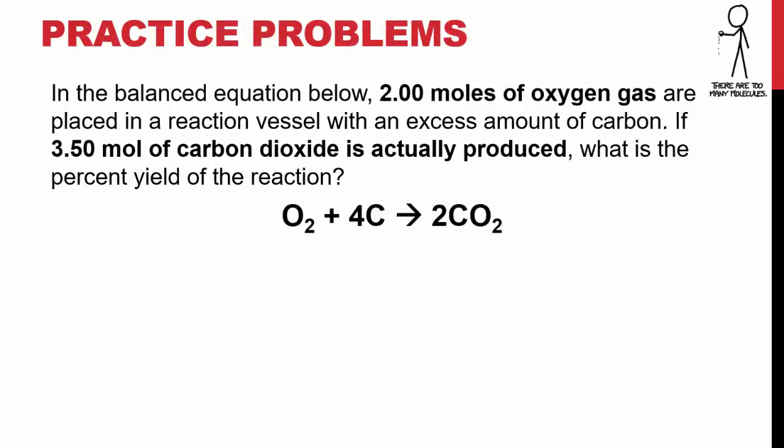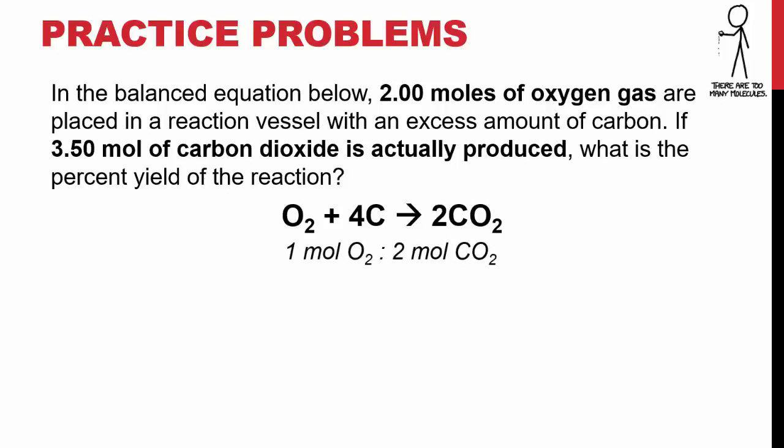So in this problem, we have a balanced reaction below, which is 1 mole of oxygen plus 4 moles of carbon gives you 2 moles of carbon dioxide. You have 2 moles of oxygen gas placed in a reaction vessel with an excess amount of carbon. If 3.5 moles of carbon dioxide is actually produced, what is the percent yield of this reaction?